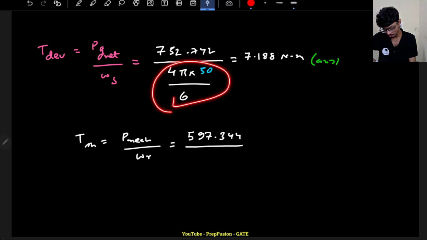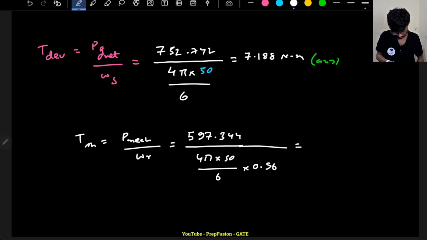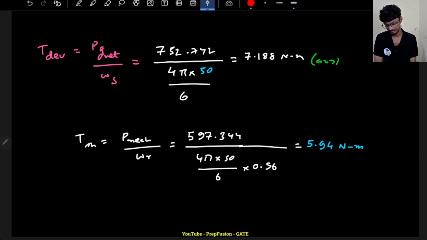Now omega s is this, omega r will be 0.96 multiplied by this, right? So 4 pi into 50 divided by 6 into 0.96, because 1 minus s, right? That is the rotor speed. So this will be 6 into 597.344 divided by 4 into pi into 50 into 0.96. Okay, so 5.94 Newton meter. So this will be the torque developed by the shaft.